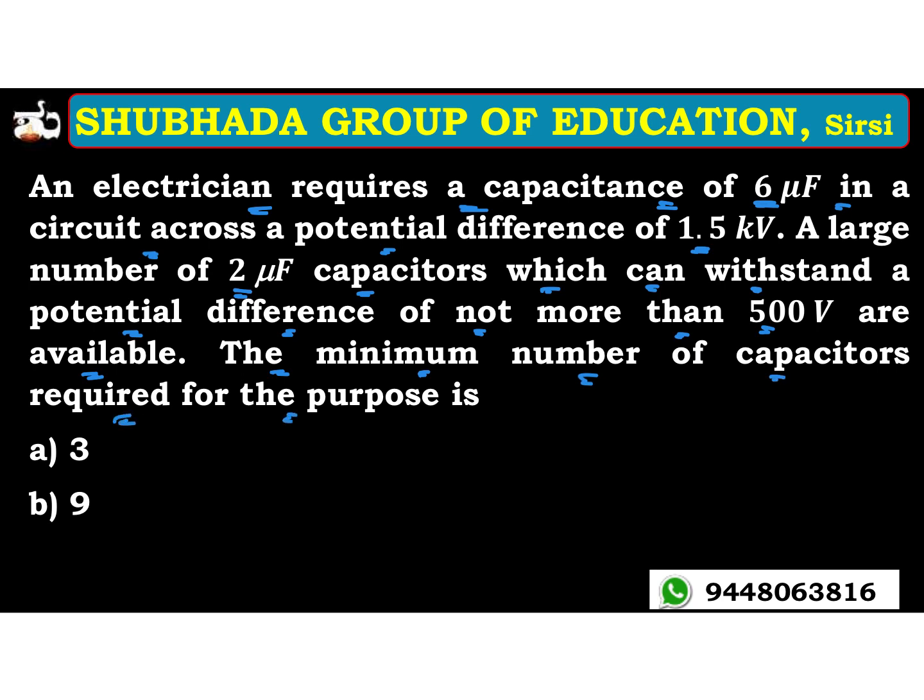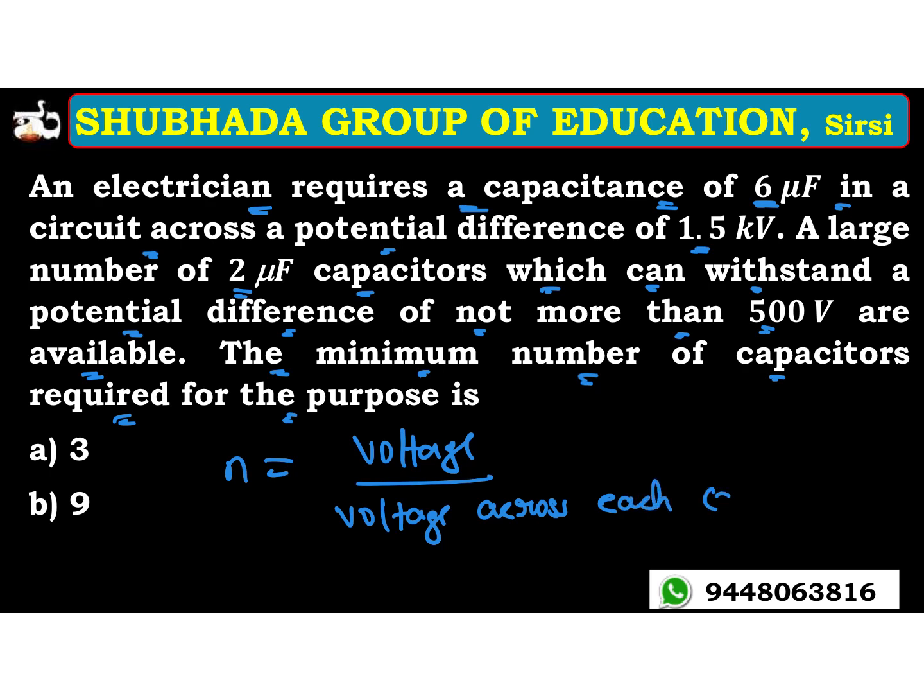This is a very good problem. Now I can take the number of capacitors required in a row. Let me take it as N is equal to the voltage divided by, actually, the voltage across each and every capacitor. I have clearly discussed this in the synopsis. Correct? Voltage across each capacitor I can take here.